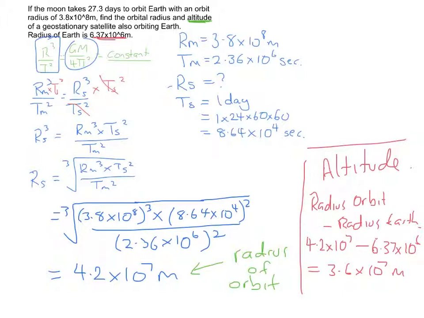So the two answers that we needed, there was the altitude answer there and the radius of orbit there for a geostationary satellite. So I hope you find those useful.